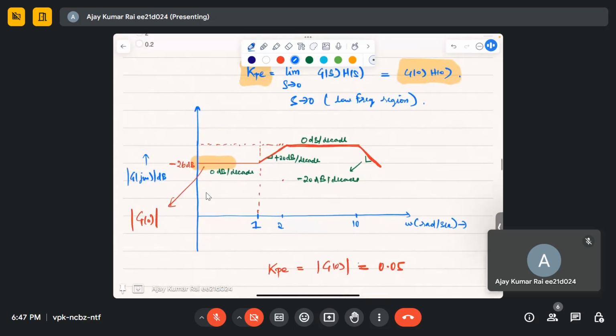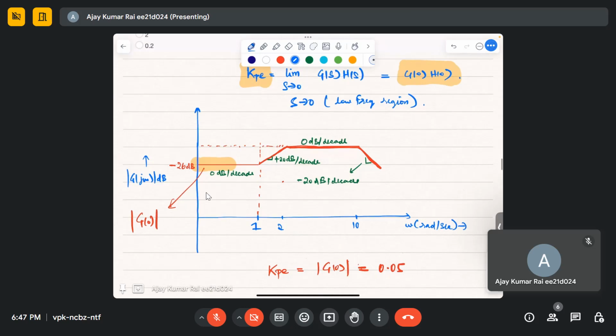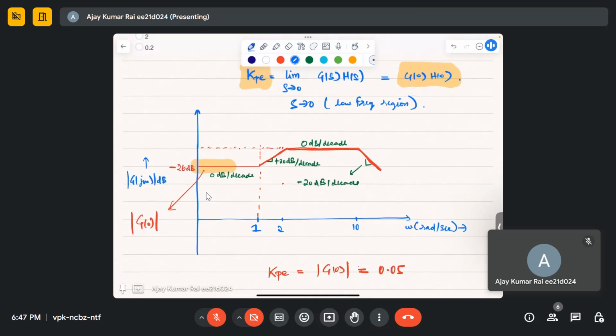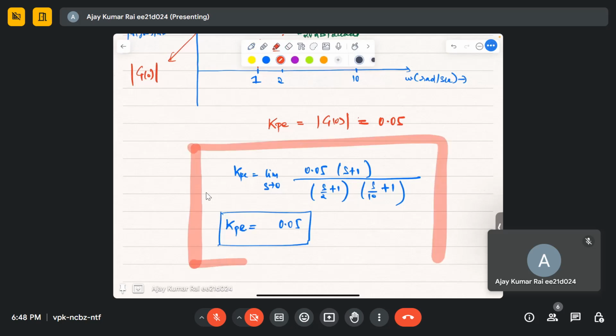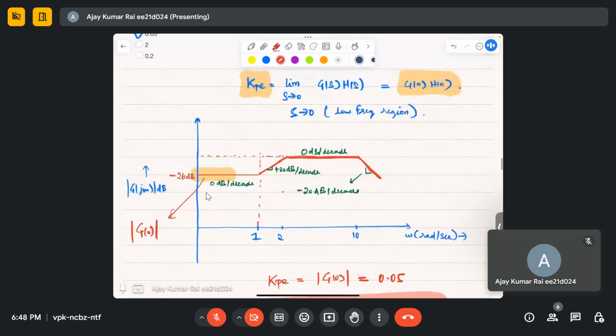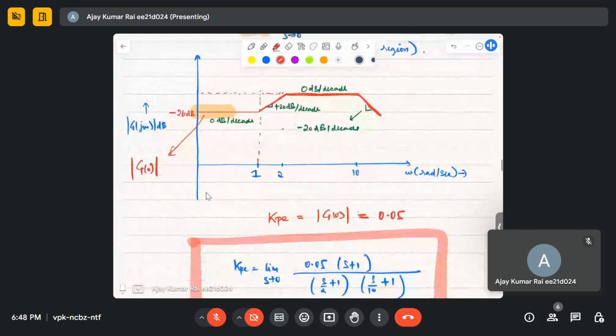This we are just seeing from the Bode plot. s equal to 0 means the low frequency region. We have to find out the value of G(s) at low frequency. So you just see the Bode plot at low frequency, and in this particular question we are getting 0.05, if we don't take the magnitude in dB. I hope this we know, right? This portion we know, but how to find Kp from the Bode plot, that I have shown you. You can refer to this also.